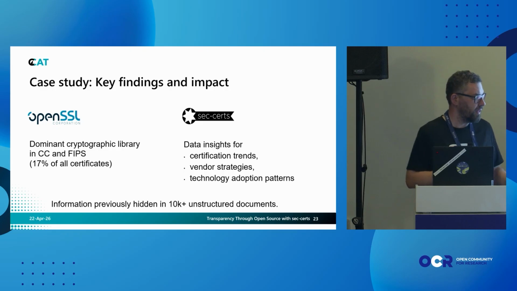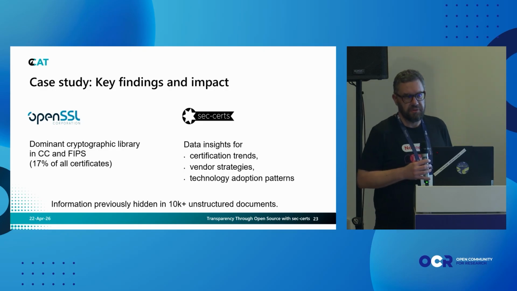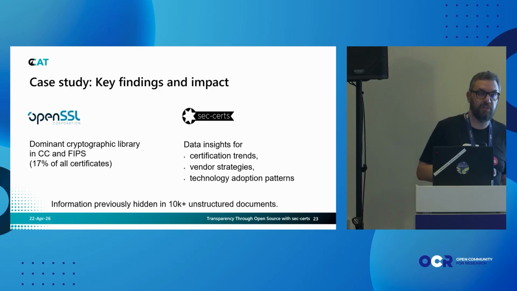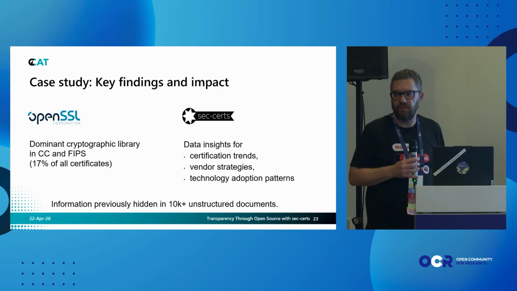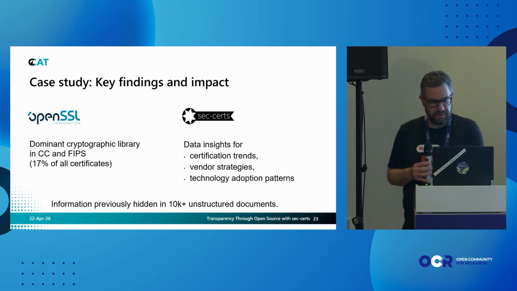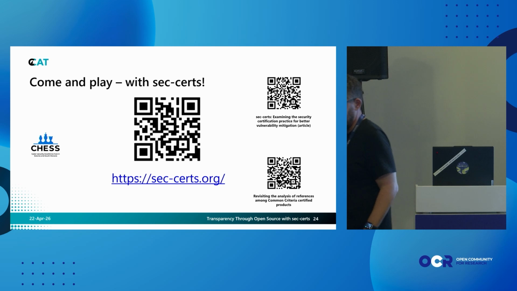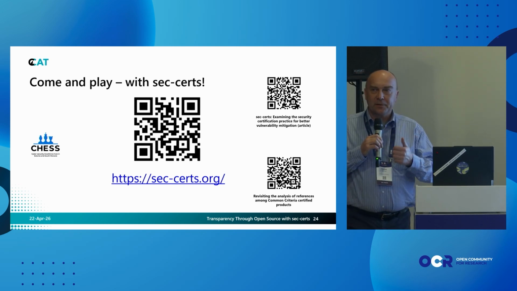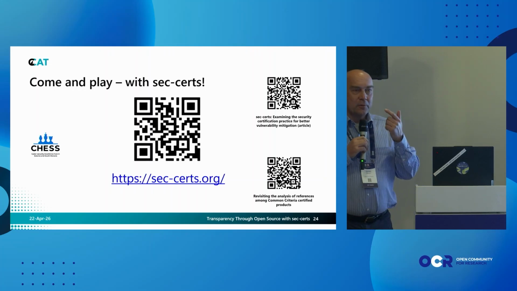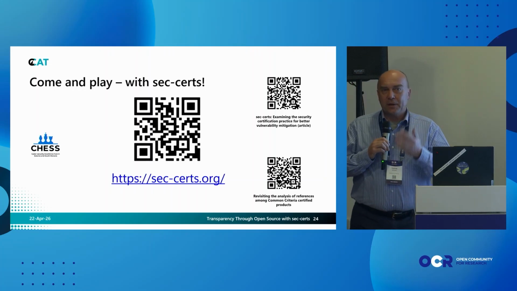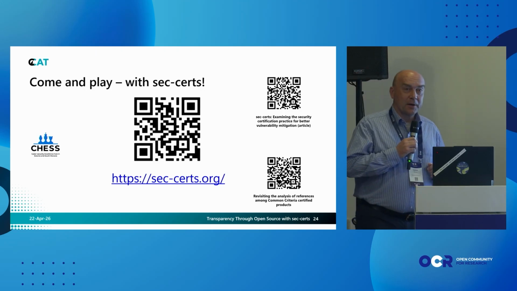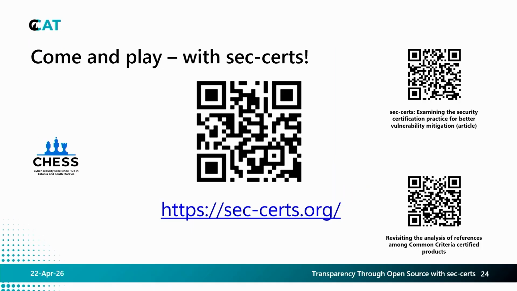And yes, one thing, this is all information that's coming from over 10K unstructured documents that are processed. Something that's impossible or was impossible before. So you can use sec-certs to go through Common Criteria certified products and associated certification documents. You can use it for FIPS 140, and you can use it for the new European EUCC scheme. Here you have a URL and QR code for sec-certs itself.